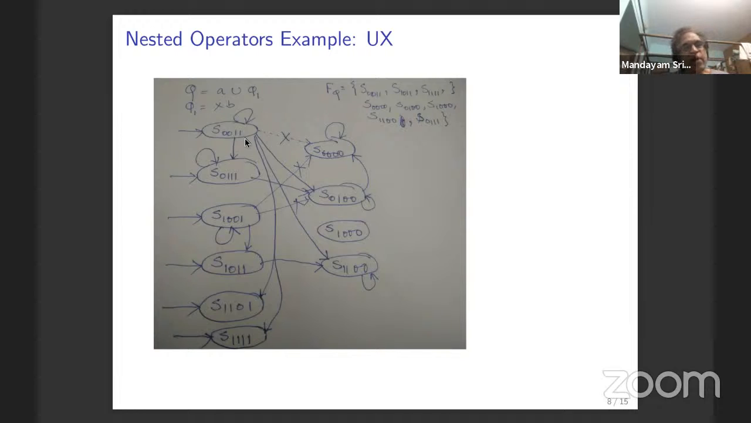So as per the rule of U, is a transition permissible from S0011 to all zeros?